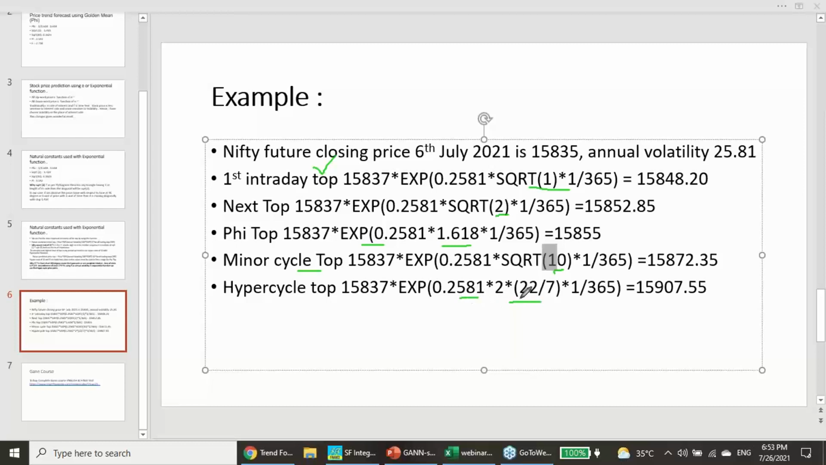Here my r is volatility, pi as it is, and 2 is a constant utilized in the 2 pi r formulae. So these are all the formulas I am using. So I'm suggesting you to make a purchase after this first intraday top, or these three are very critical levels.